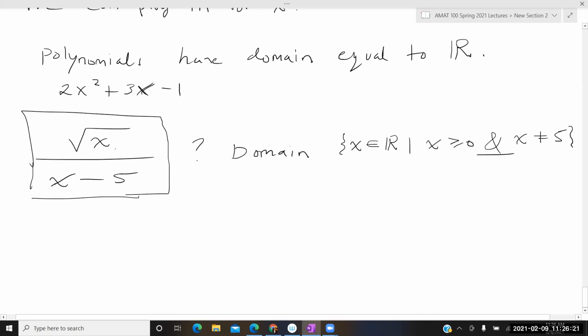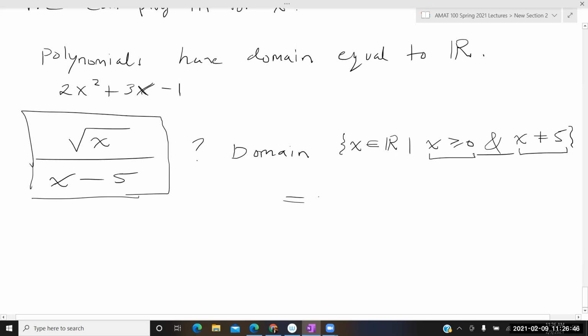So the numerator is square root x. We can't have square roots of negative numbers, so this condition handles that. And we can't have division by 0, so x can't be equal to 5. This condition handles that. Jointly, these two conditions guarantee that I can plug in any number into this expression, provided they satisfy these two conditions.